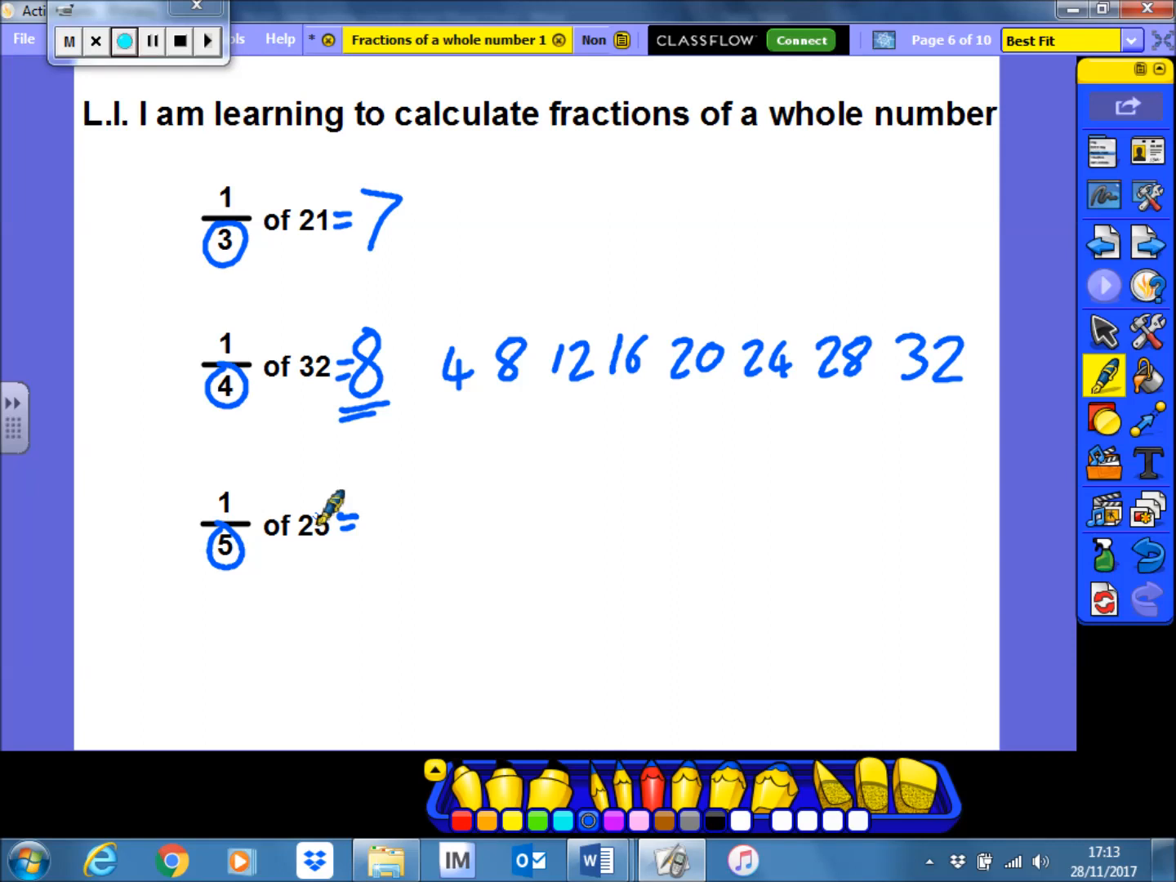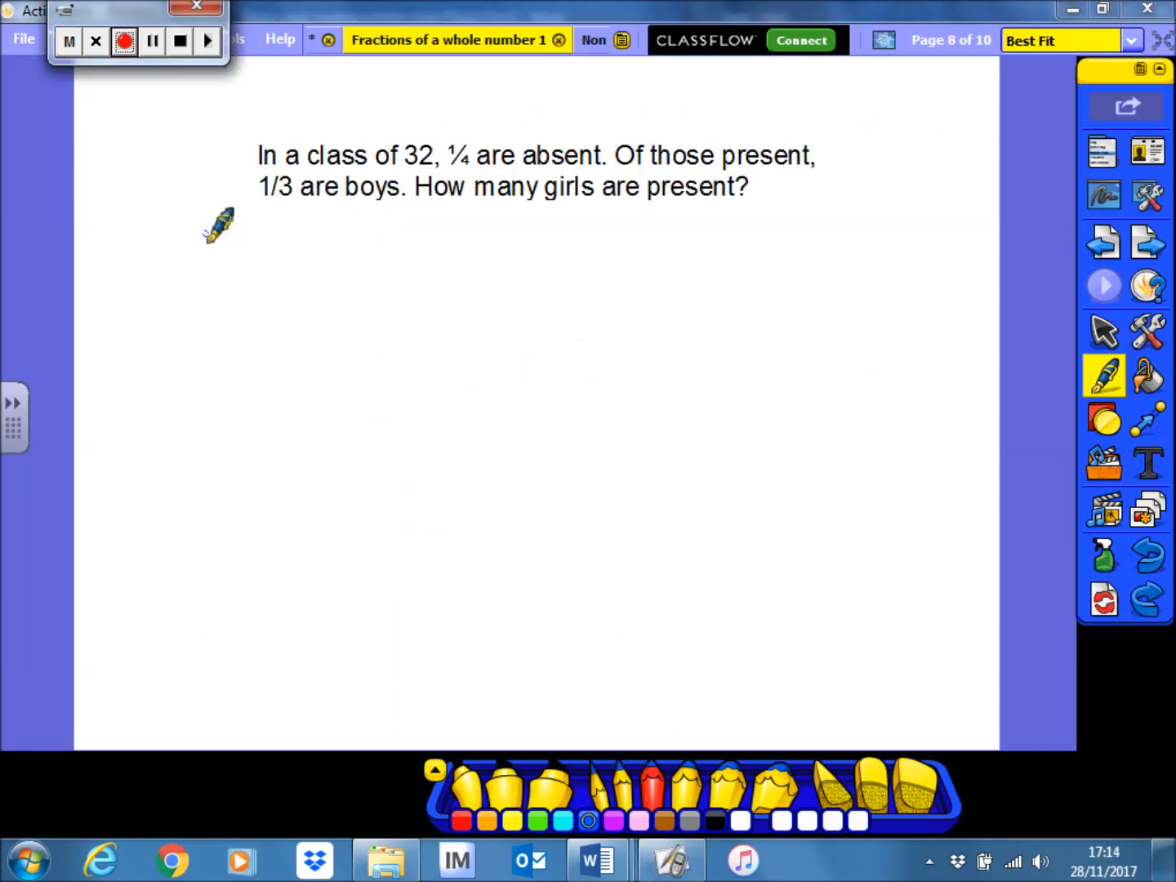I'm just counting on my fingers this time, but I can see I've got 5 fingers up. I counted 5 stations. So 1/5 of 25 is 5. Now to finish up with, we're going to look at 2 slightly wordier examples.